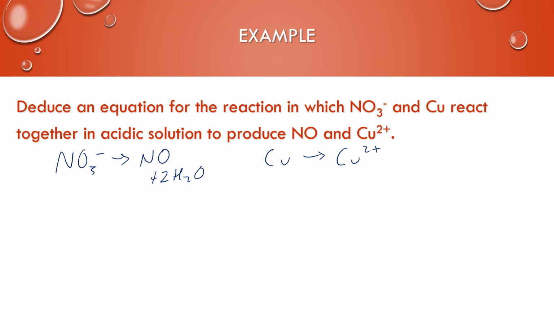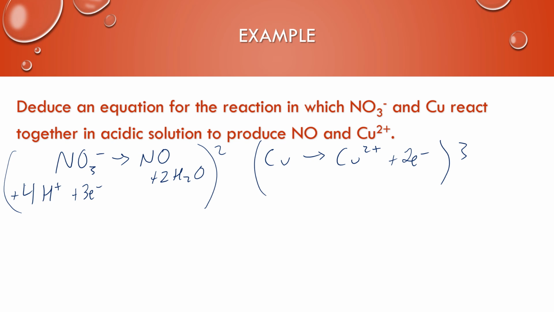Then I balance hydrogen using hydrogen ions. I need 4 hydrogen ions on this side. And so that's balanced now. The last step is to balance the charge using electrons. I need 3 electrons over here, because of the -1 from the nitrate and the 4 positives from the hydrogen. And in this one, I need 2 electrons on the product side. Then you need to make the electrons the same. So I'm going to multiply this one by 2 and multiply this one by 3.